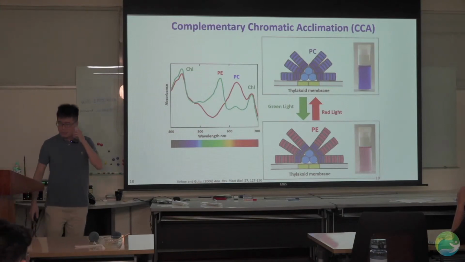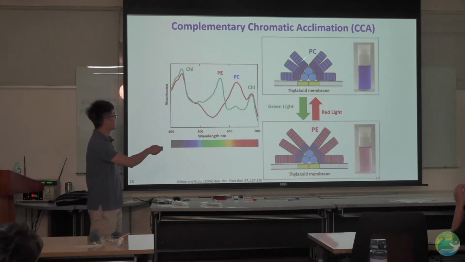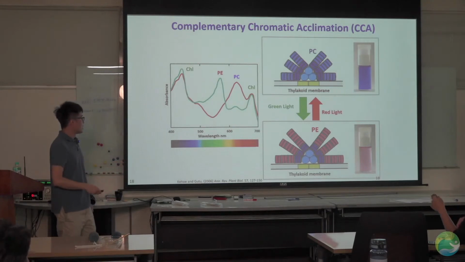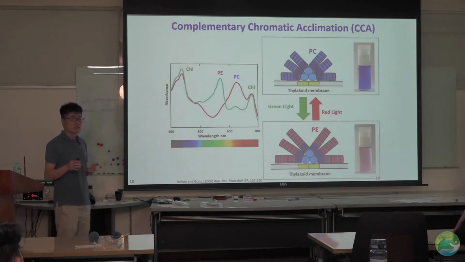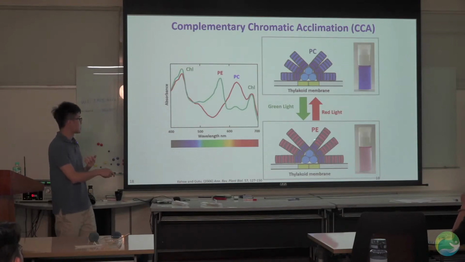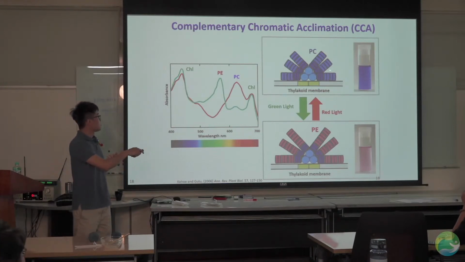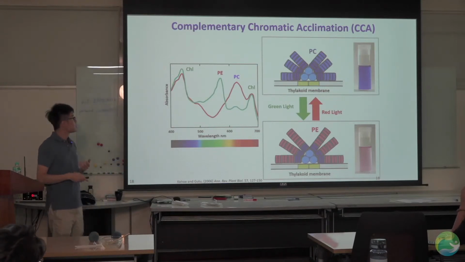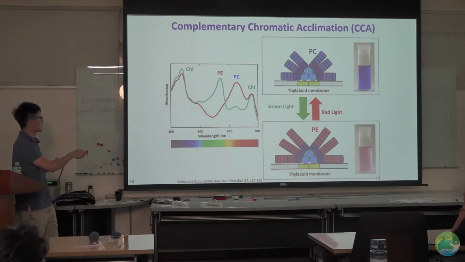So they can also change the composition of the rods when they are under different light conditions. Under green light, they can produce more of these phycoerythrins, so they can harvest green light. And under red light, they produce phycocyanin instead, so they can use red light.